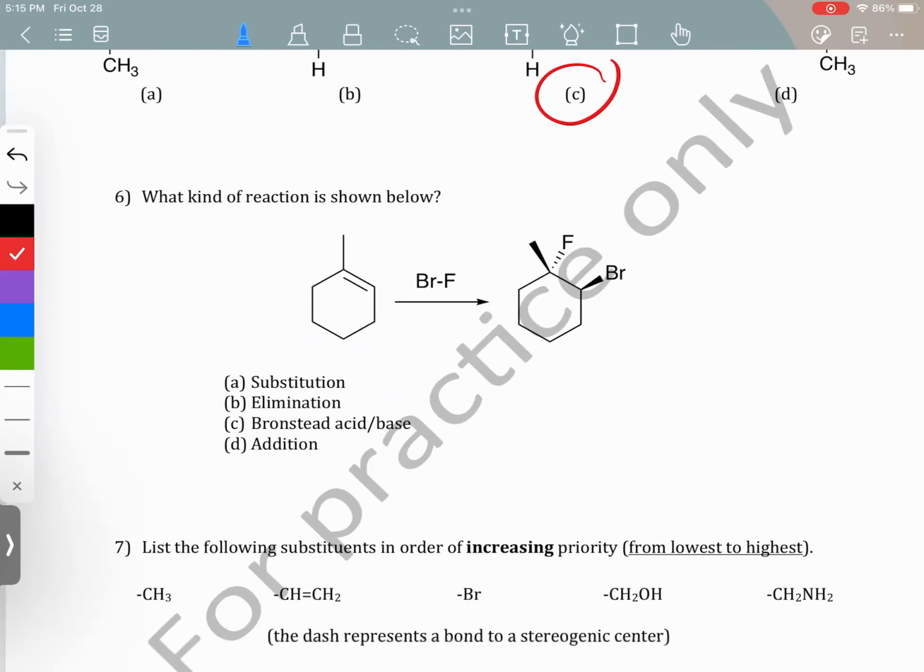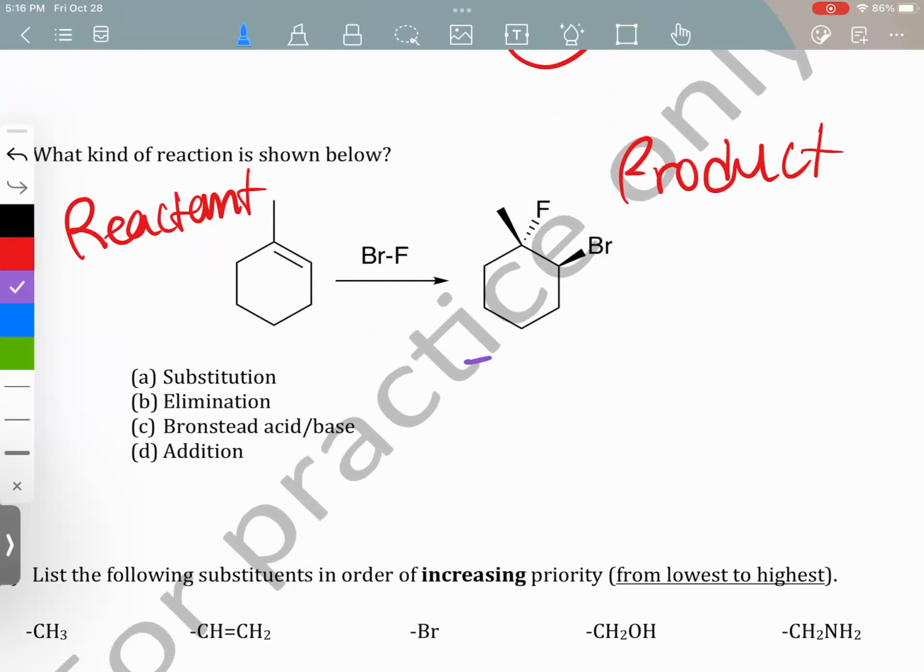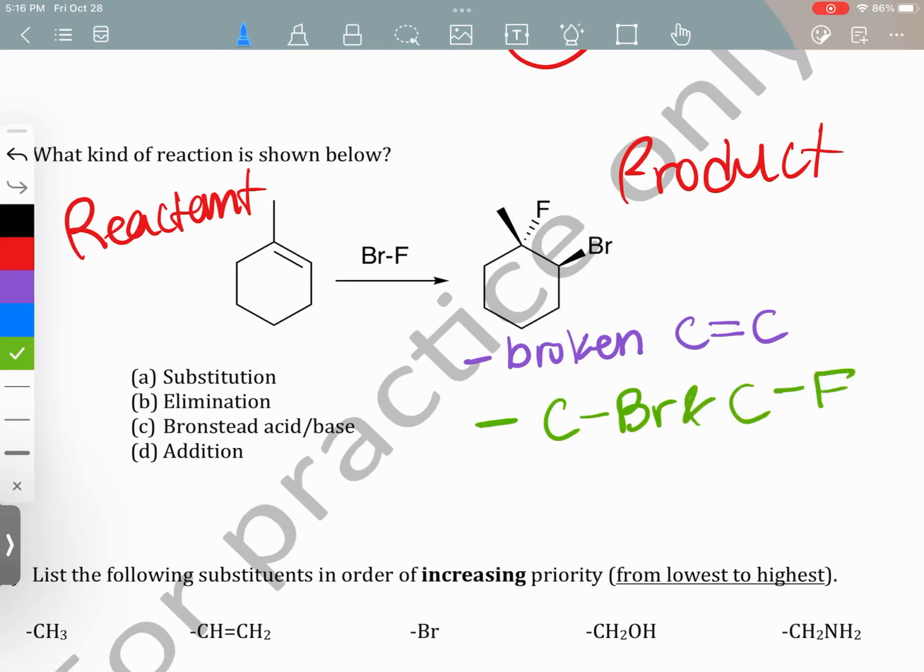6. What kind of reaction is shown below? So what's happening? This is your reactant. And this is your product. So what happens? The double bond disappears. Right, so we've broken the carbon-carbon double bond, and as a result, what do we see? A bond between carbon and Br. Right. So a carbon-bromine and a carbon-fluorine bond has been made.